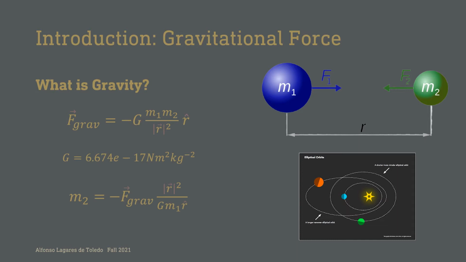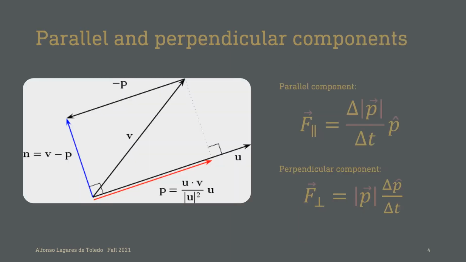In this experiment, we will find the mass of a black hole using the value of the gravitational force experienced by the star orbiting it. This force can then be used to find the mass of the black hole, rearranging the formula for gravity. In this lab, I'll also calculate the parallel and perpendicular components of the force of gravity.